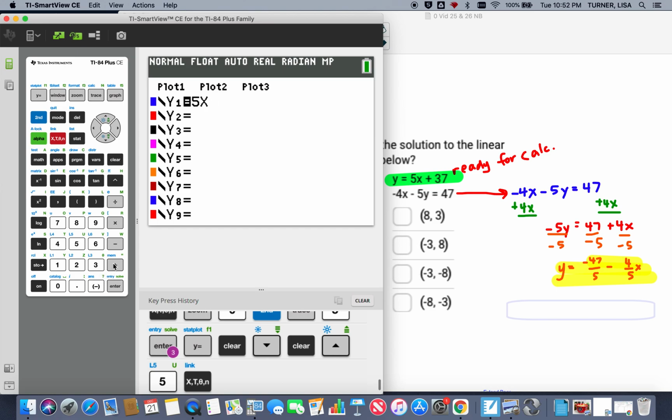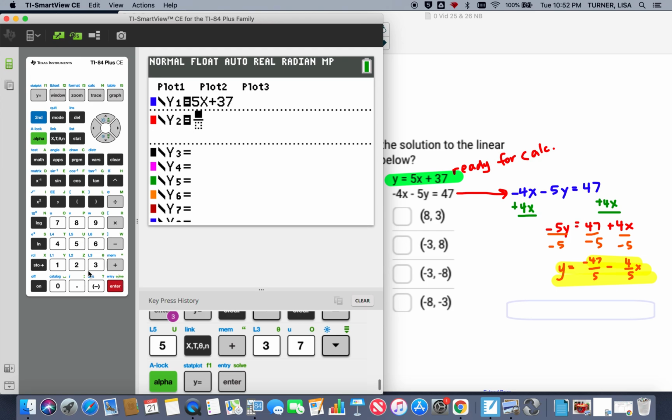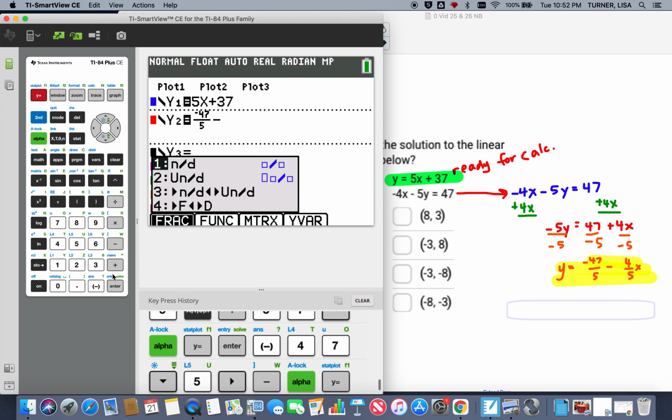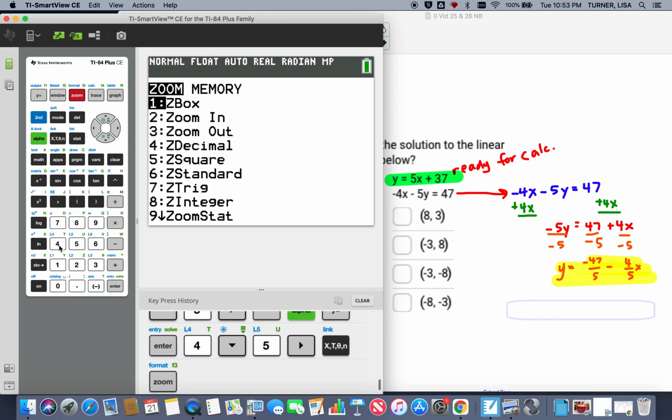5x plus 37. All right, and the other one, negative, let's do alpha y equals. All right, and put that a fraction in, and negative, I'm going to do negative 47 over 5. It's hard to believe that this will actually intersect in an actual point. It does. Minus 4/5, so I'm going to do alpha y equals again, and get that fraction up there, 4 over 5. And I need to remember that I need an x there, because that's the slope. So I have x's in both my equations, and I'm ready to now zoom 0.